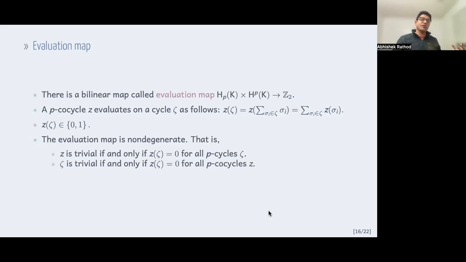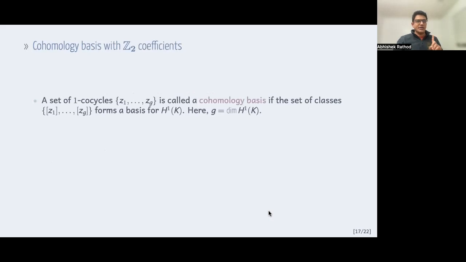And moreover, on the other hand, cycle zeta is trivial if and only if Z of zeta is equal to 0 for all p-cocycles Z. Okay, so this completes my description of the evaluation map. Now I think all the preliminaries are covered. Oh, there's one more left.